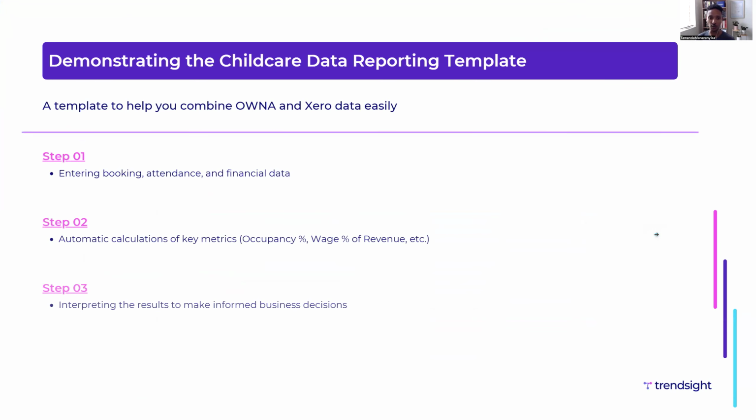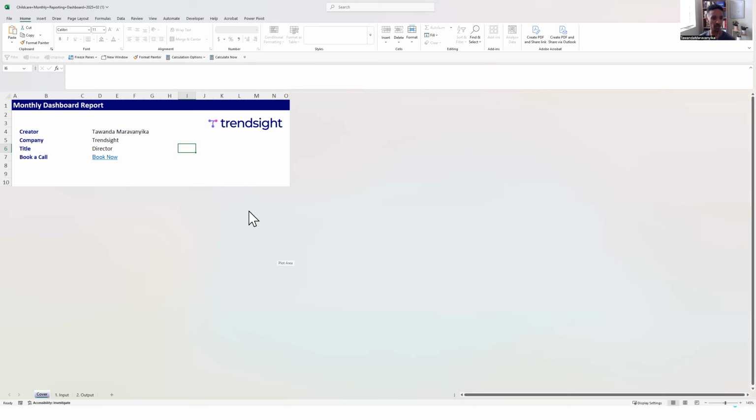And to do that, we're going to do it in our reporting template. So we've put together a reporting template specifically for this webinar and one you'll be able to take away with you. So what we're going to do is we're going to enter that booking, attendance, and financial data. And we're then going to be able to automatically calculate some key metrics. So metrics around occupancy, around wages, and around revenue. And once we've done that, we can then interpret those results to make really informed business decisions. So I'm just going to flick across to what our reporting template looks like. And like I said, you will get this at the end of the webinar.